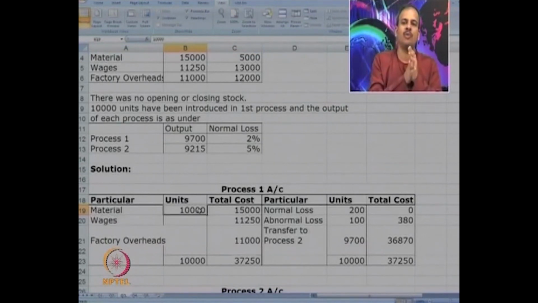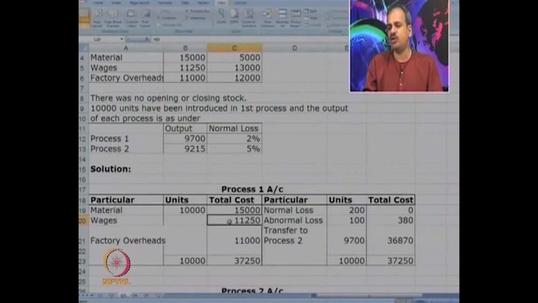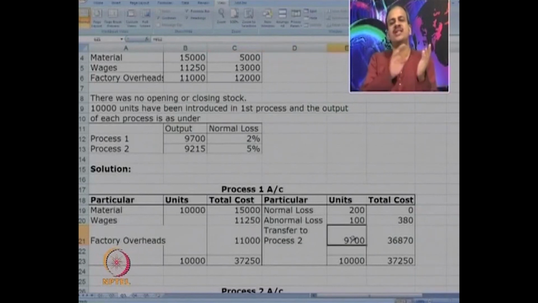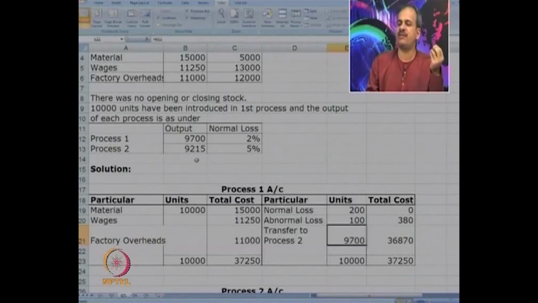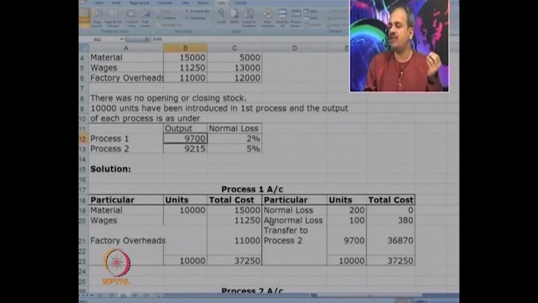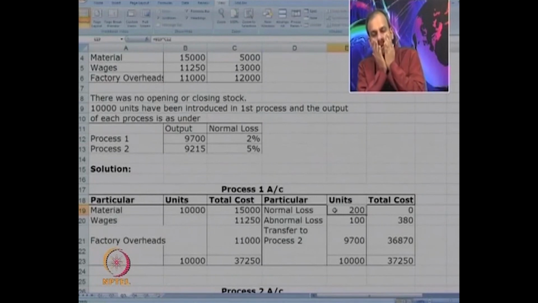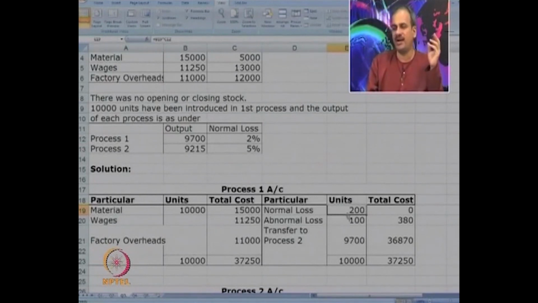So we have added one more column, that is number of units column. Wages are 11,250, factory overheads are 11,000, no problem. But on credit side, the transfer to process 2 is not same as that input. It is only 9,700 which is given to us. Then we also have to calculate the normal loss, which is given as 2%. So 2% of the input, that is 2% of 10,000. So I get normal loss at 200.